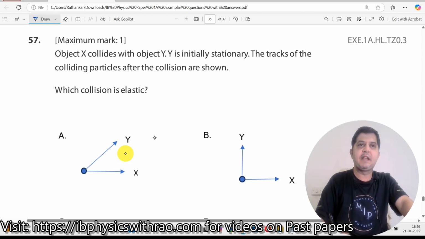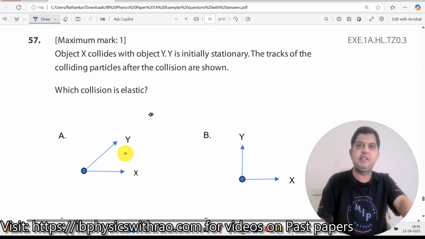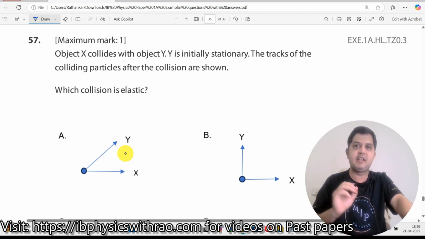Question number 57. Object X collides with object Y. Y is initially stationary. Tracks of the colliding particles after the collision is shown. Which collision is allowed? For solving this question, you need to know a little bit about vectors. Without understanding vectors, you cannot do this.